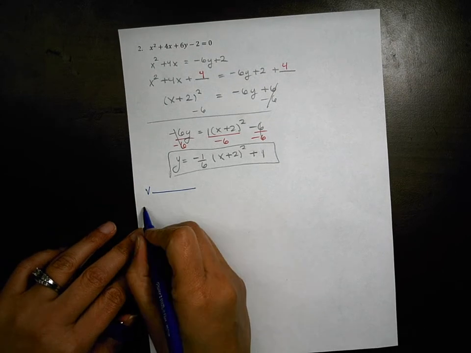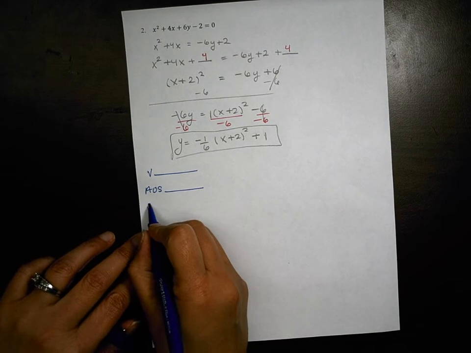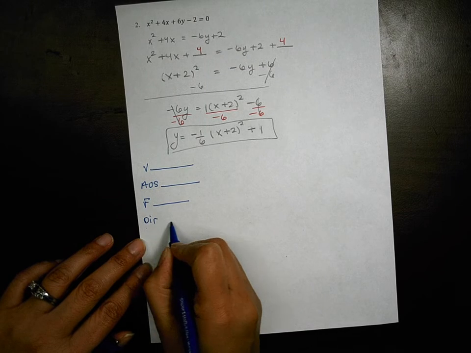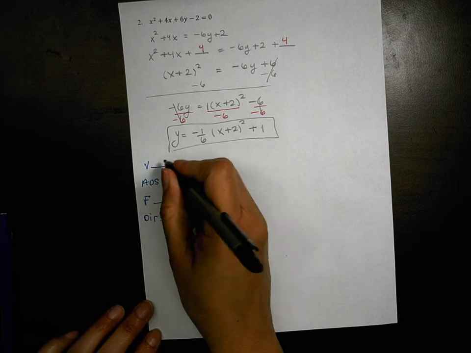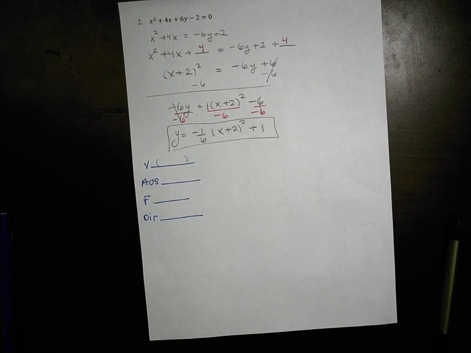Vertex, axis of symmetry, focus, directrix. For the vertex, opposite of the inside, outside stays the same. And when you do opposite of the inside, you get -2. Who is the -2 hanging out with? X or Y? X, so it goes in the X spot, so it's -2, 1.